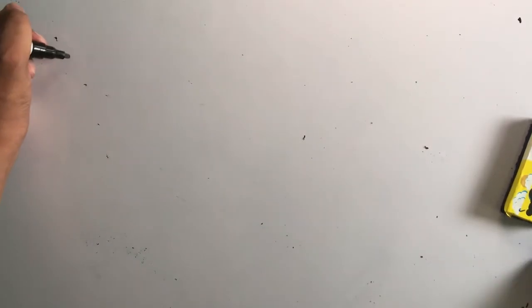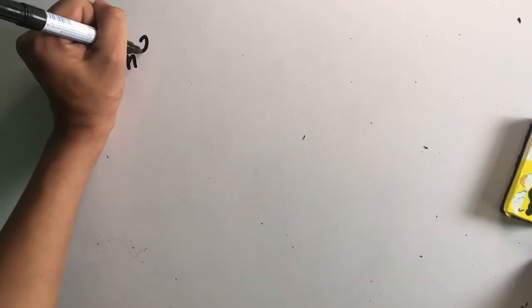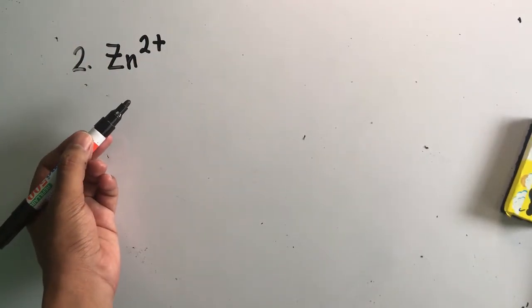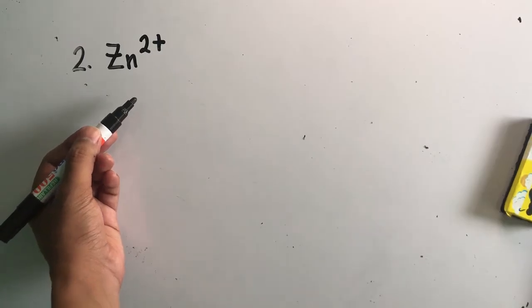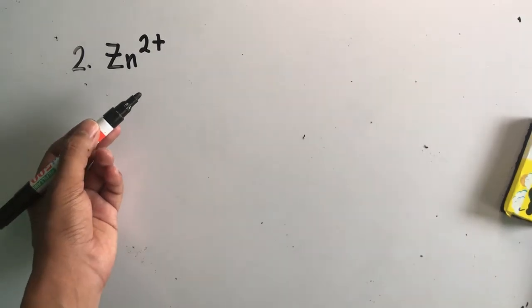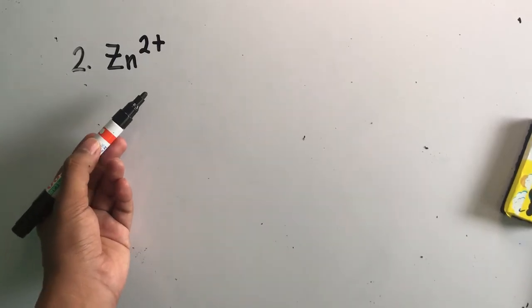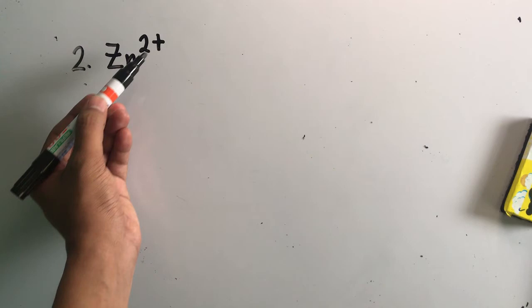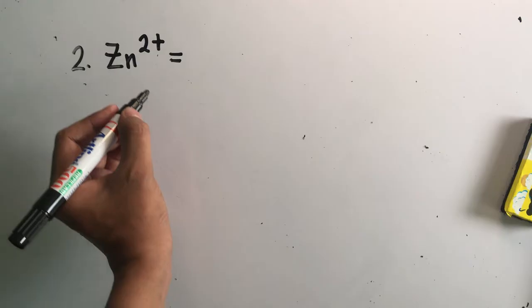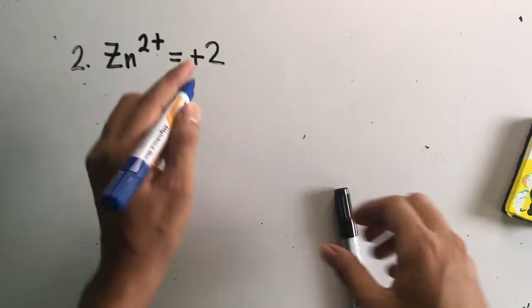Next example ay 2, number 2. So, you have zinc 2 plus. So, we need to identify ilan yung oxidation number or oxidation state ng zinc. Now, according to rule number 2, if the ion has a charge, kung ilan yung charge, yun din ang oxidation state. So, ang charge ng zinc ay 2 plus. Therefore, ang oxidation state ay positive 2. Okay? So, box natin.